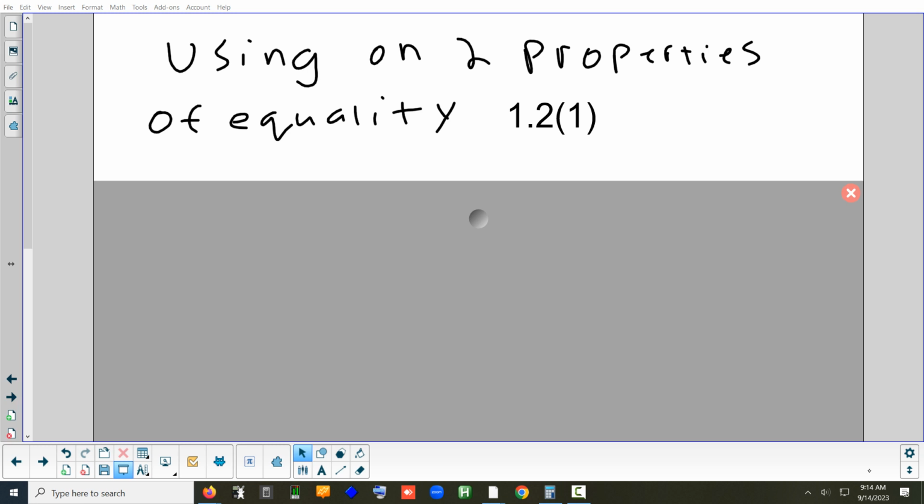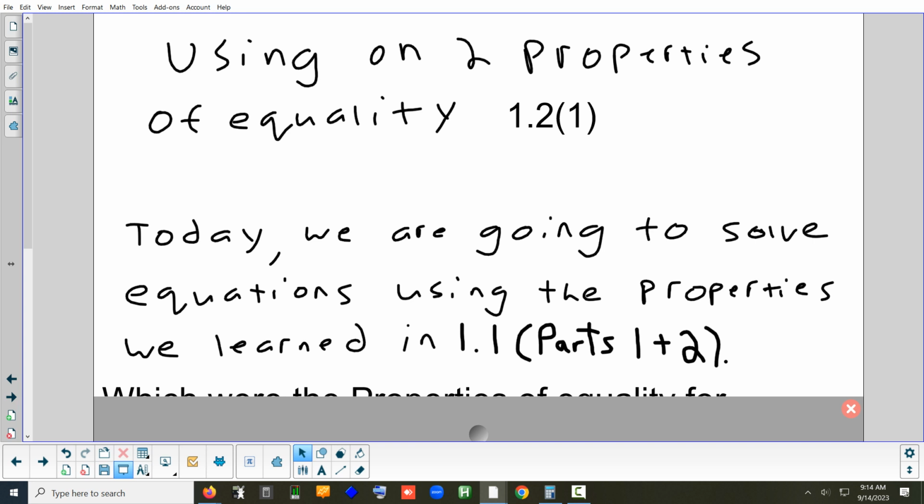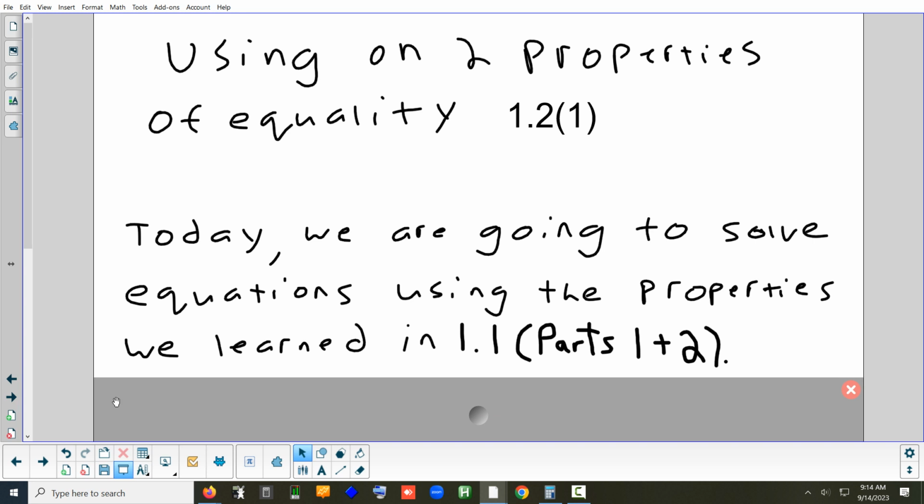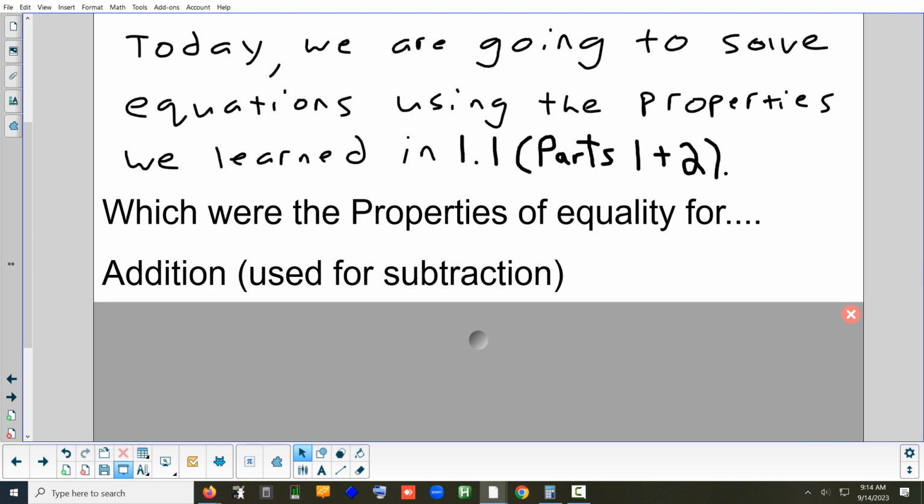It's like PEMDAS. But when you're solving equations, you don't use PEMDAS. PEMDAS is when you do arithmetic. So I'm going to show you the order of operations you use when you solve equations. We're going to use what we learned Tuesday and Wednesday to solve some problems today. So you don't need to write that down.